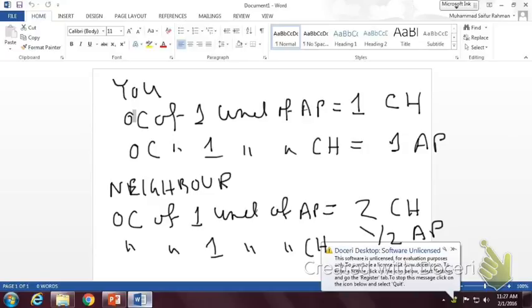Let's look at the basic numbers first. If you remember the numbers, I can pick 20 apples or 20 cherries. Can anyone check that? And what about my neighbor's? It's 30 and 60, right? So it is obvious that my neighbor is more efficient than I am, right? He can do everything better than I do.